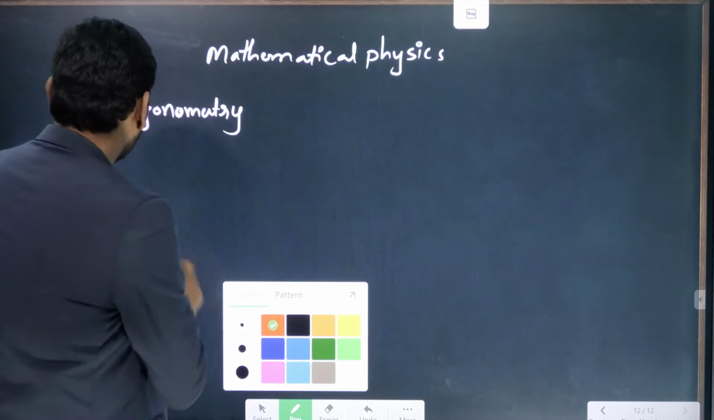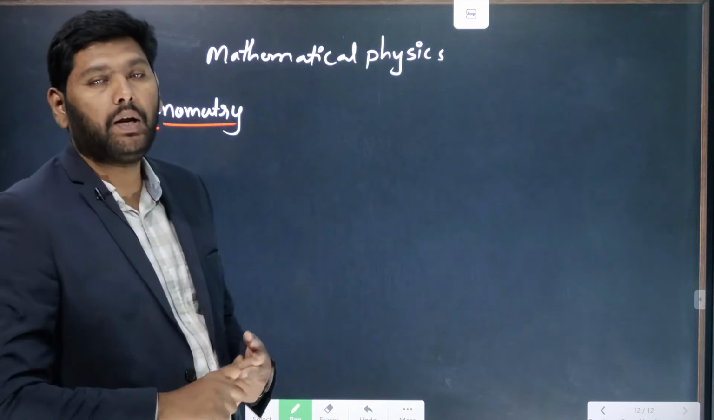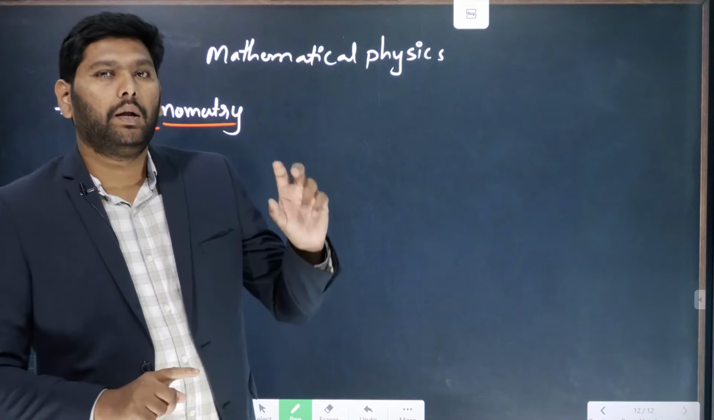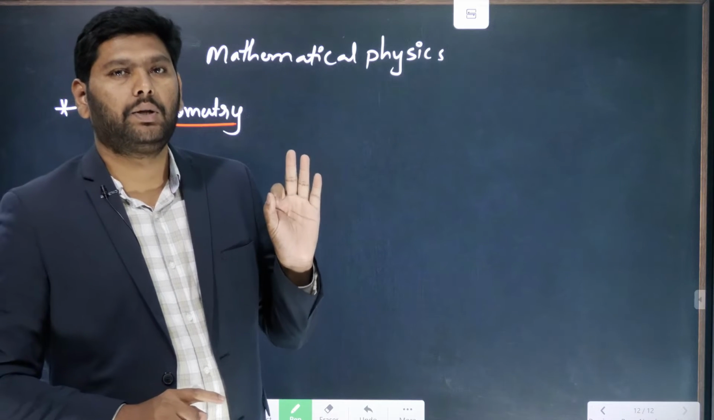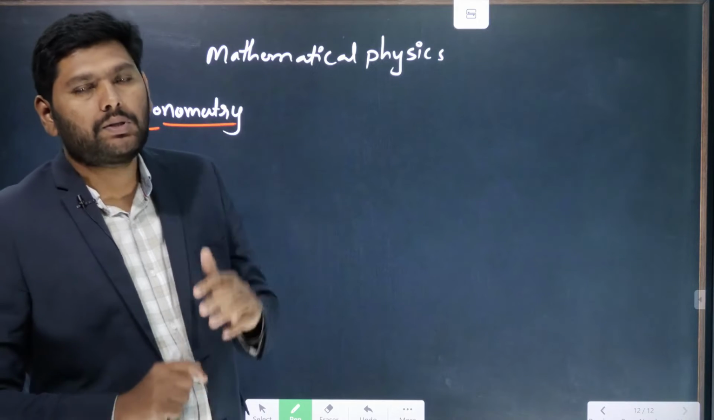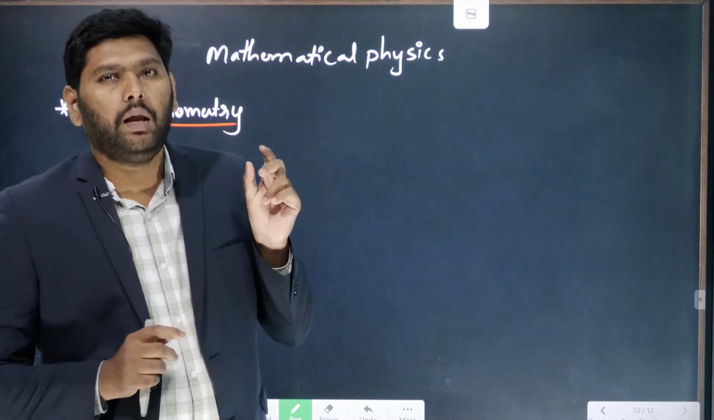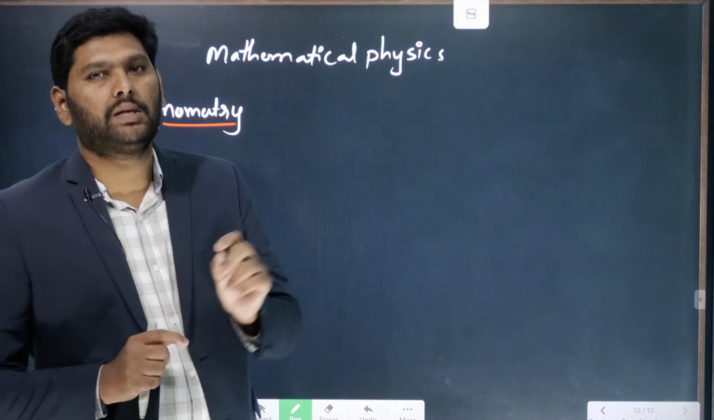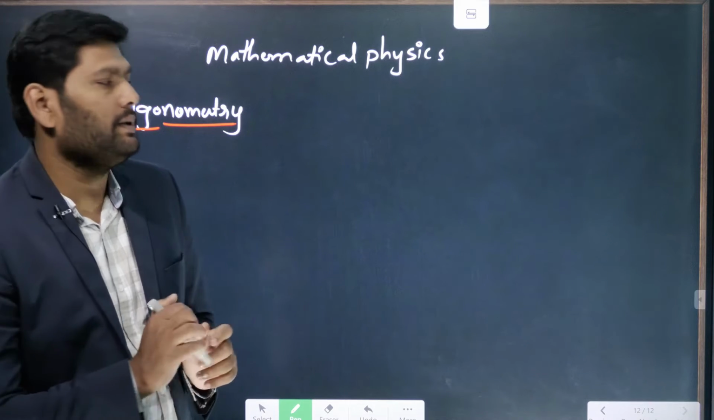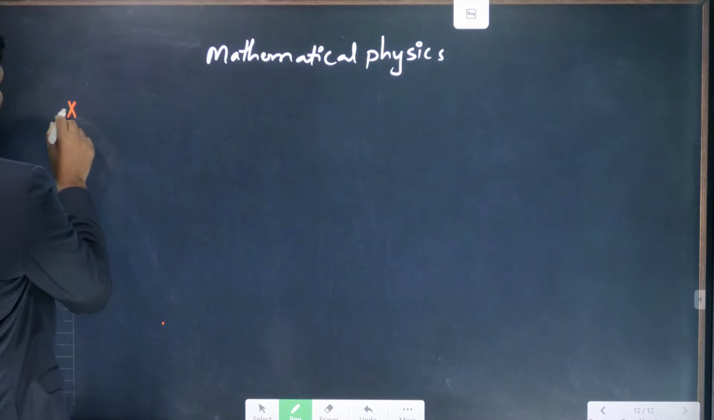You know very well what trigonometry means: tri means three, metry means measurement. Simply, trigonometry means we are dealing with three angles. So that is known as trigonometry. Before starting trigonometry and its functions, let me introduce some physical quantities like angle.